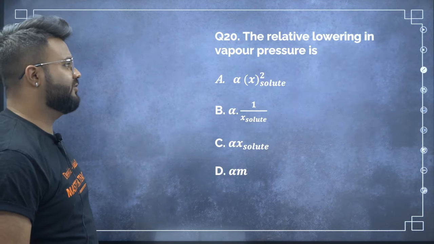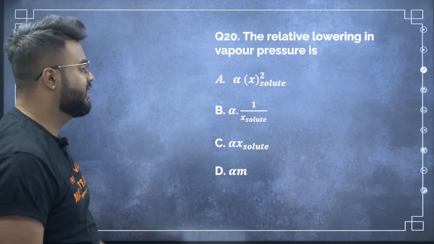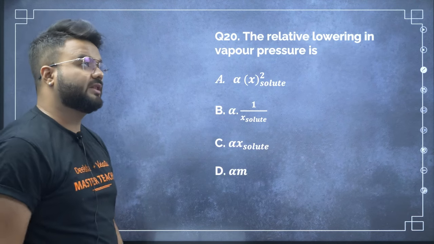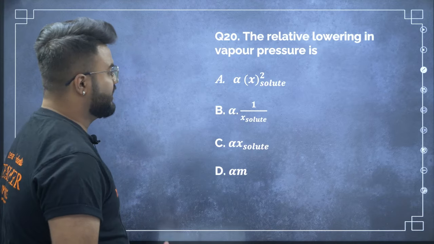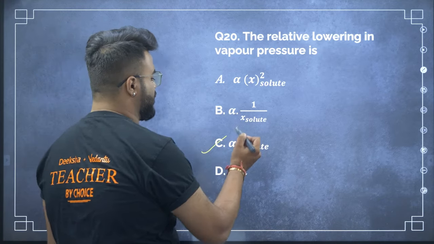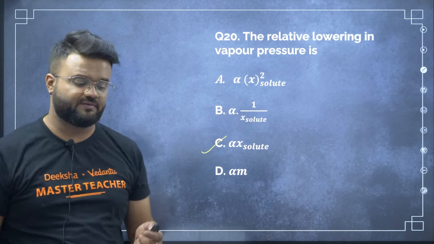The relative lowering of vapor pressure is directly proportional to the solute. Therefore, nothing but your Raoult's law, that is P naught minus P divided by P naught. That is nothing but your Raoult's law. There, option C is your correct answer. Direct answer is there for this.